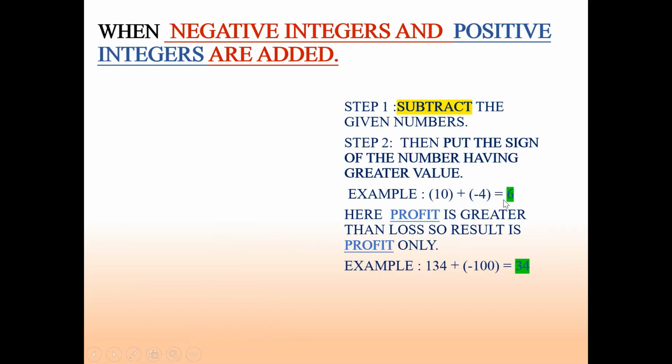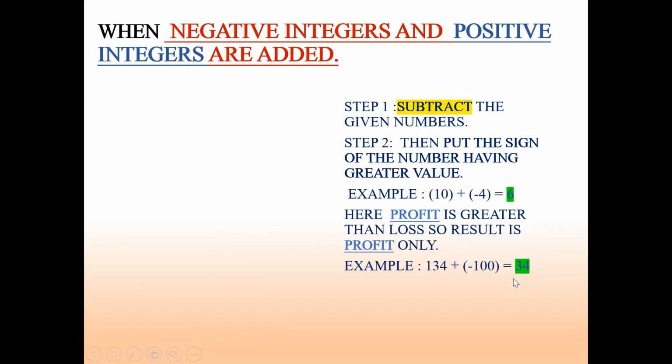I relate it to real life: I have got a profit of 10 rupees, and negative numbers represent losses, so I've got a loss of 4 rupees. But because my profit is higher than my loss, my result will always be profit. Let's see with a bigger number. I have a profit of 134 rupees, but I also faced a loss of 100 rupees. So when I add my transactions, I subtract the loss of 100 from my profit and still have some money left, that is 34.